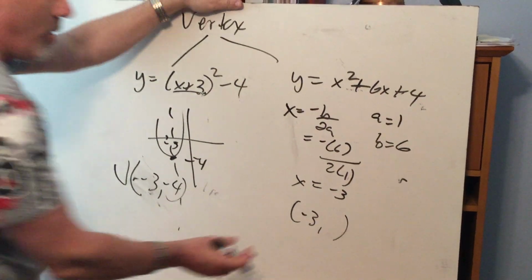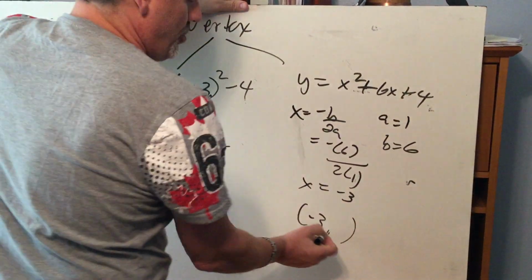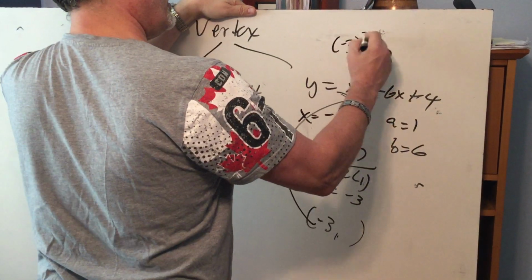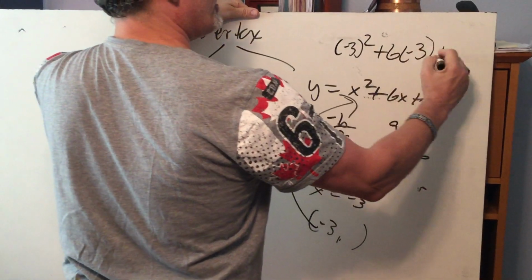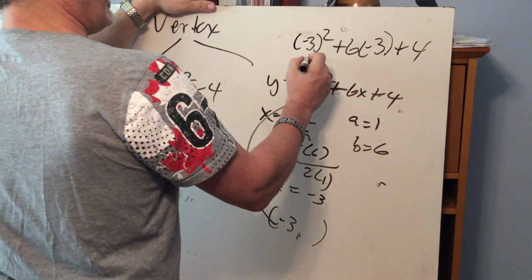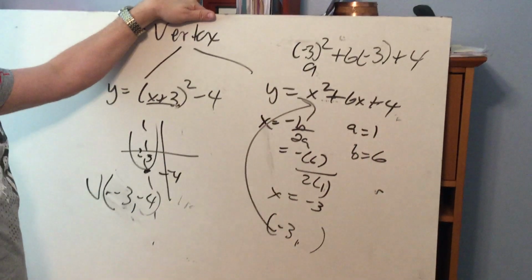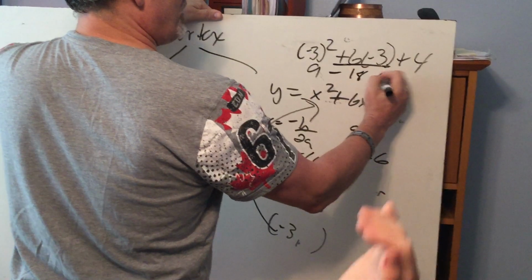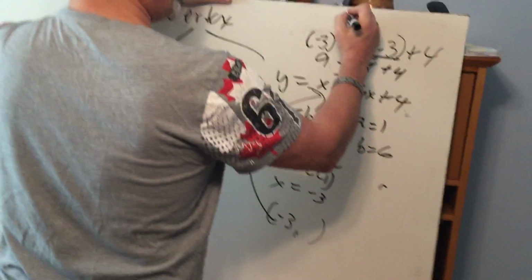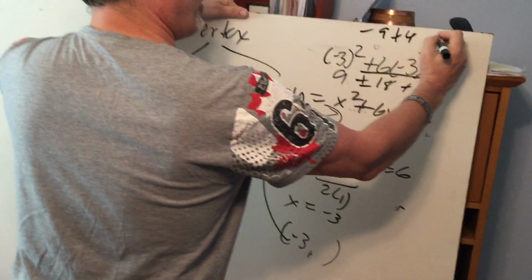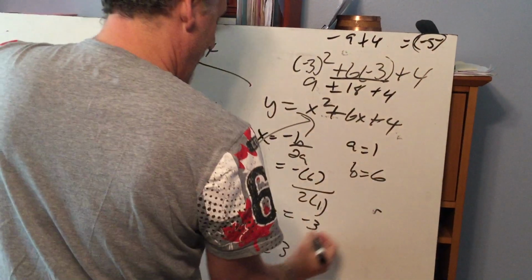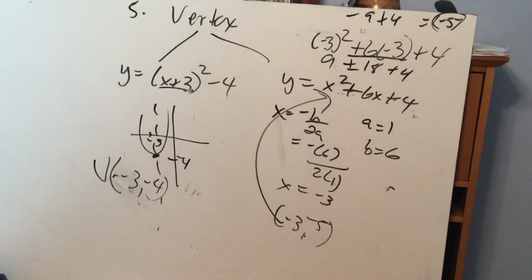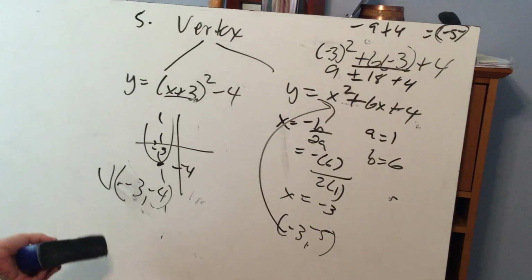A vertex is a point, guys. So what do you have to do with -3? Plug it back in. -3 squared plus 6 times -3 plus 4. What's -3 times -3? It's 9. Good job. And then 6 times -3 is -18, plus 4. 9 minus 18 is -9, plus 4 equals -5. And we put -5 here. There is the vertex. Two different ways, and that's it, guys.